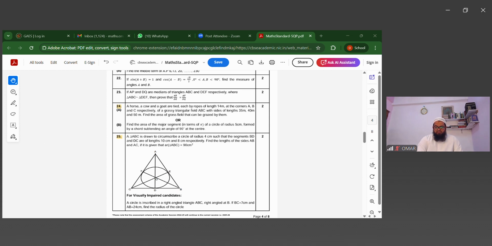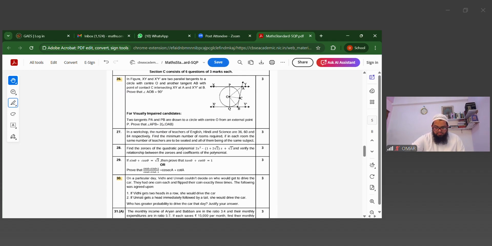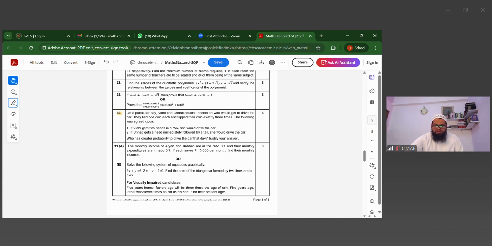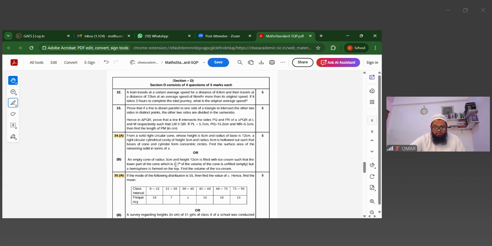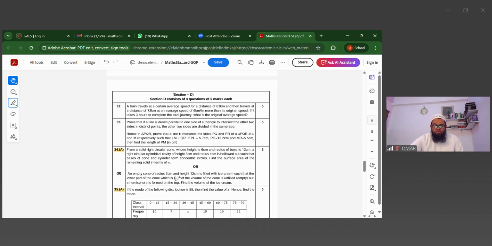And after that, in section C, let me explain. So in section C, 2 questions have not been explained. That means out of 6, 2 questions are not explained. That means 4 questions have been taught.